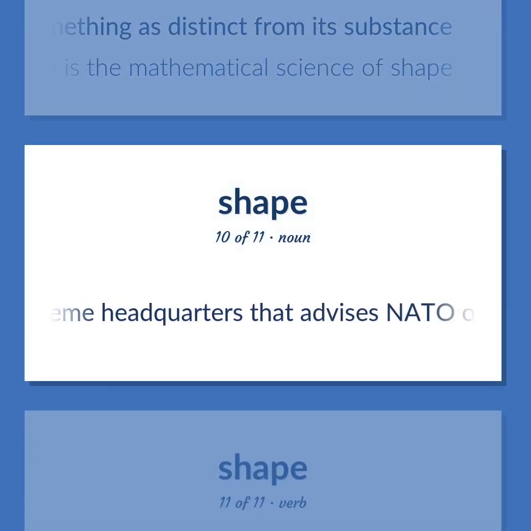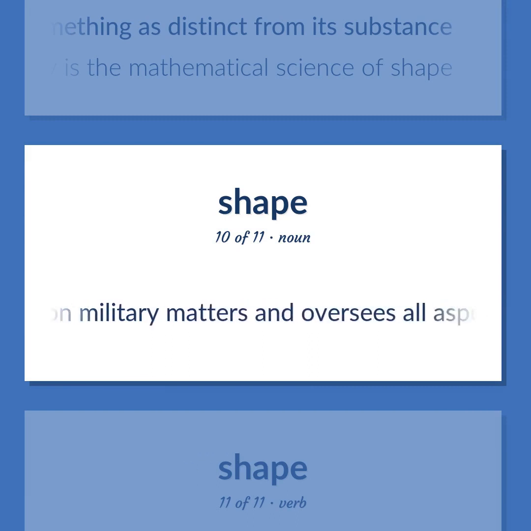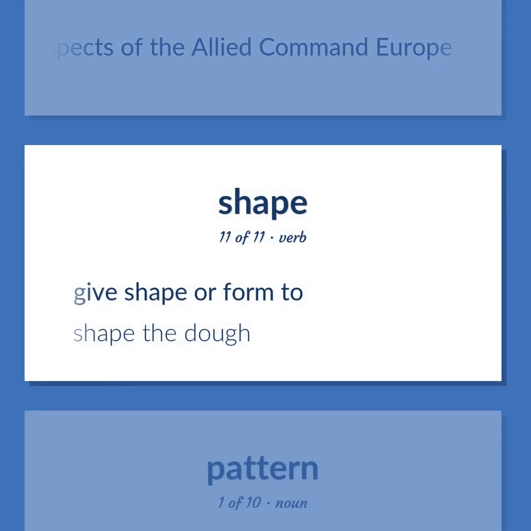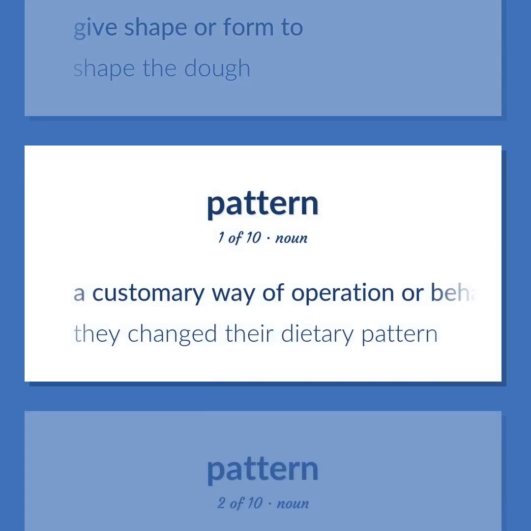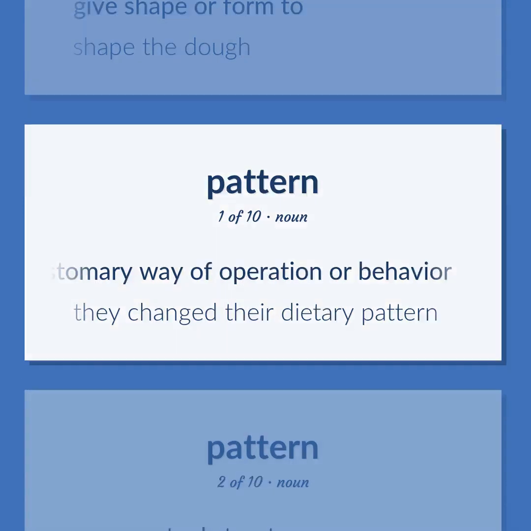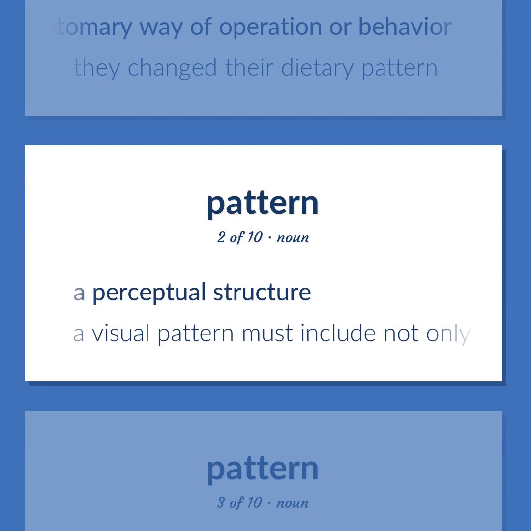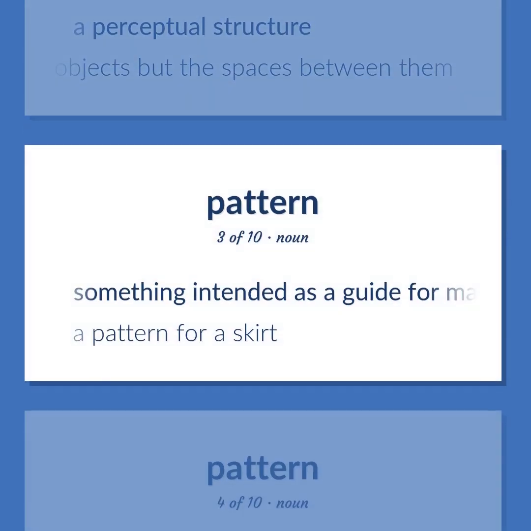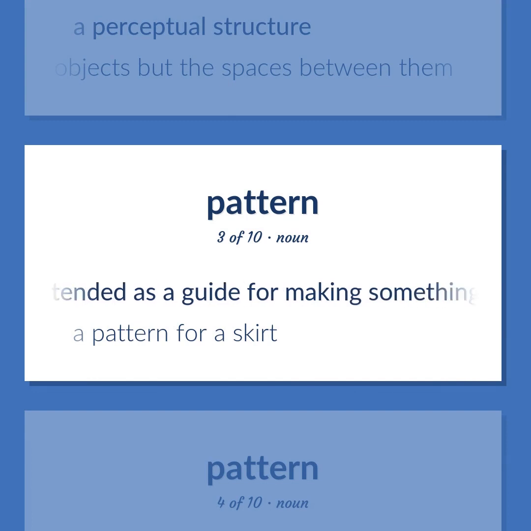The supreme headquarters that advises NATO on military matters and oversees all aspects of the Allied Command Europe. Give shape or form to. Shape the dough. A customary way of operation or behavior. They changed their dietary pattern. A perceptual structure. A visual pattern must include not only objects but the spaces between them. Something intended as a guide for making something else. A pattern for a skirt.